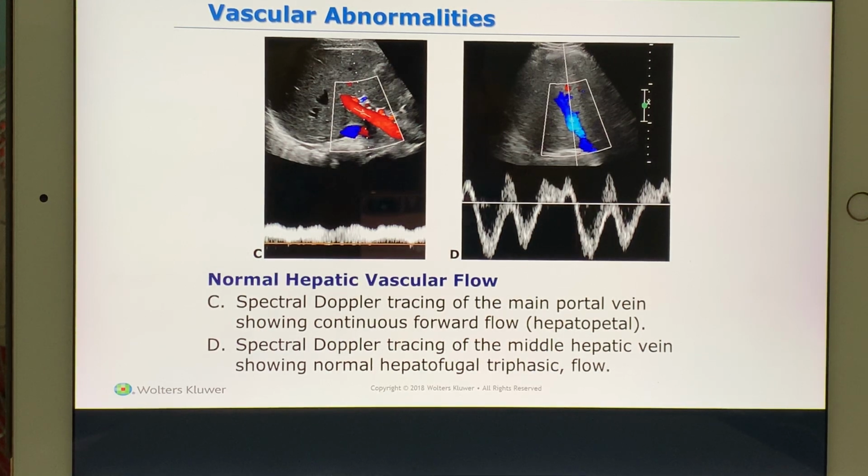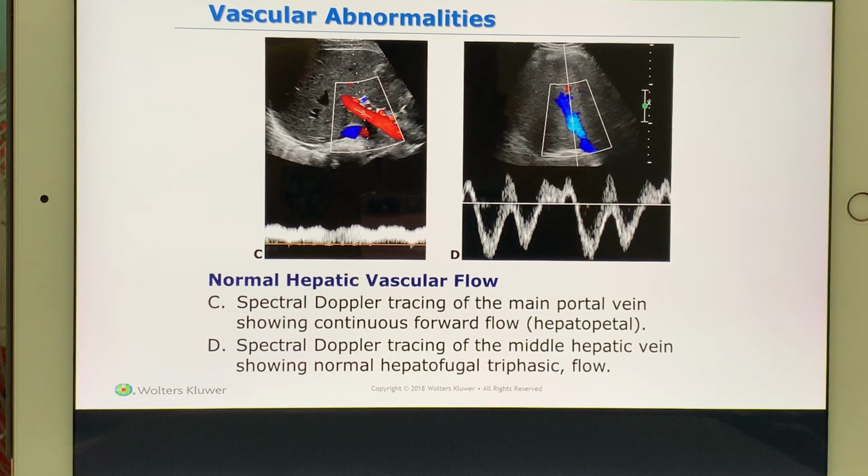In D, we have a middle hepatic vein, normal hepatofugal triphasic flow. The reason that it is triphasic is because it's close to the IVC, it's close to the right atrium that the IVC drains into. Another vessel that drains into the right atrium is not only the inferior vena cava, but also the superior vena cava. Both of those vessels drain into the right atrium.